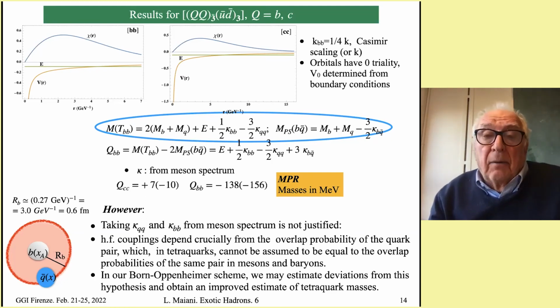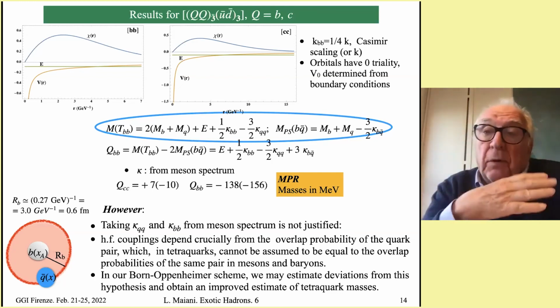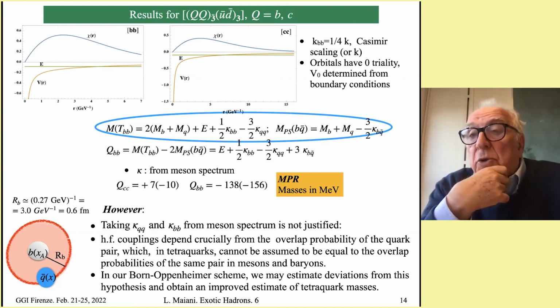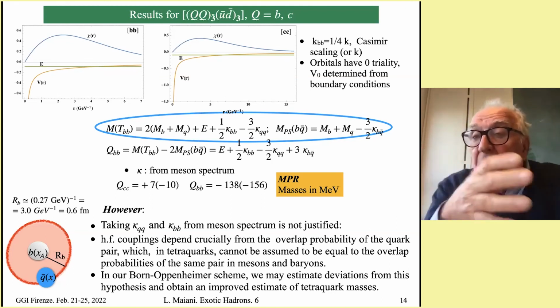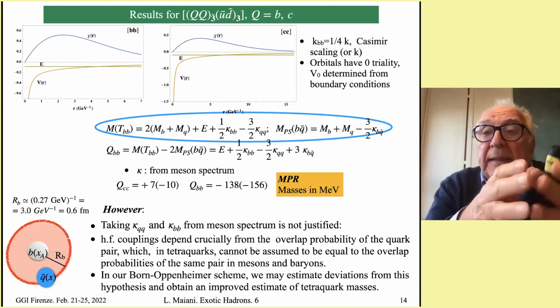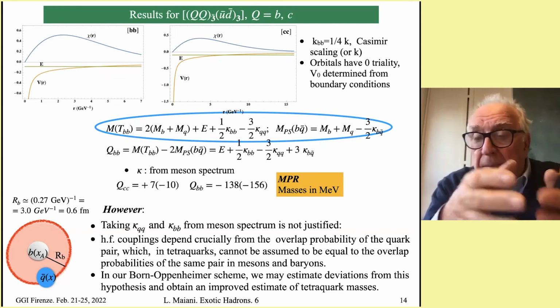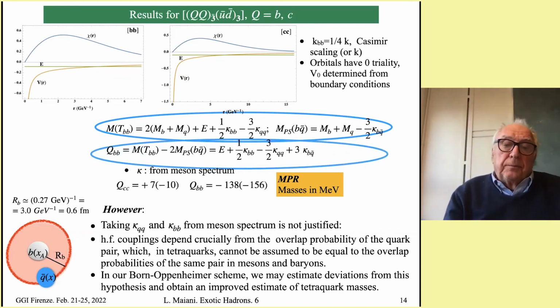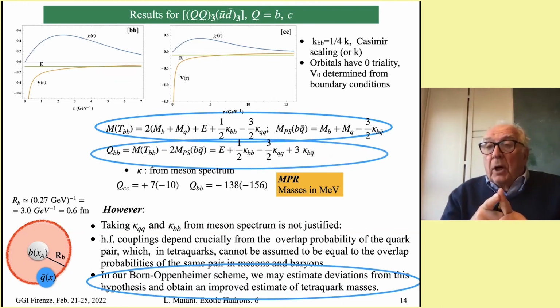However, when I was preparing this lecture, I realized that assuming that this kappa QQ is the same as the one you find from the proton is certainly not so well justified, because here the distance, the overlap function of the two light quarks in the tetraquark, will be different from that of the proton. So you should correct for that. And the correction is to use the wave function to compute the overlap of Q bar prime. And we have all the wave functions, so we can do whatever we want.